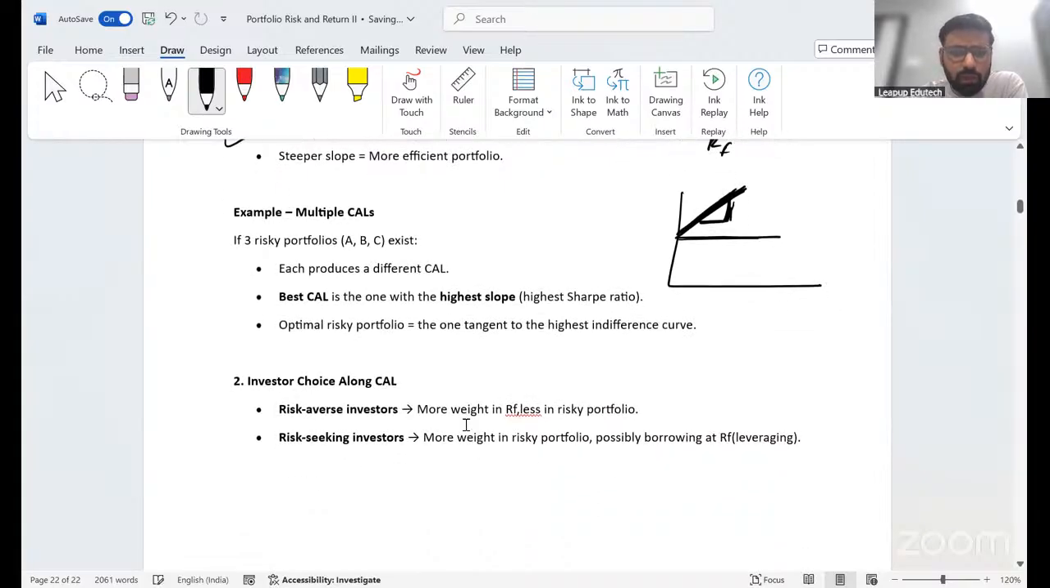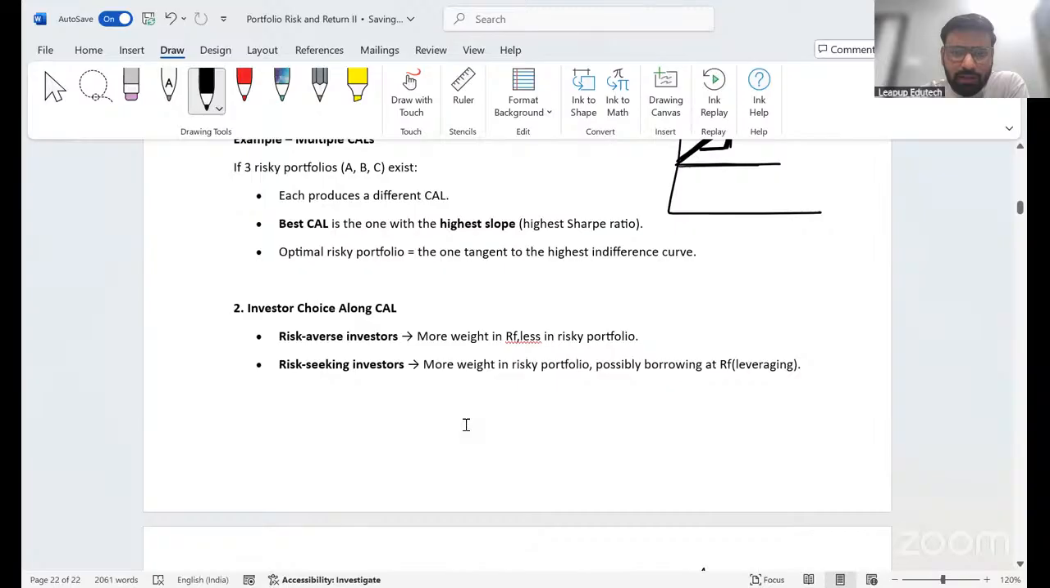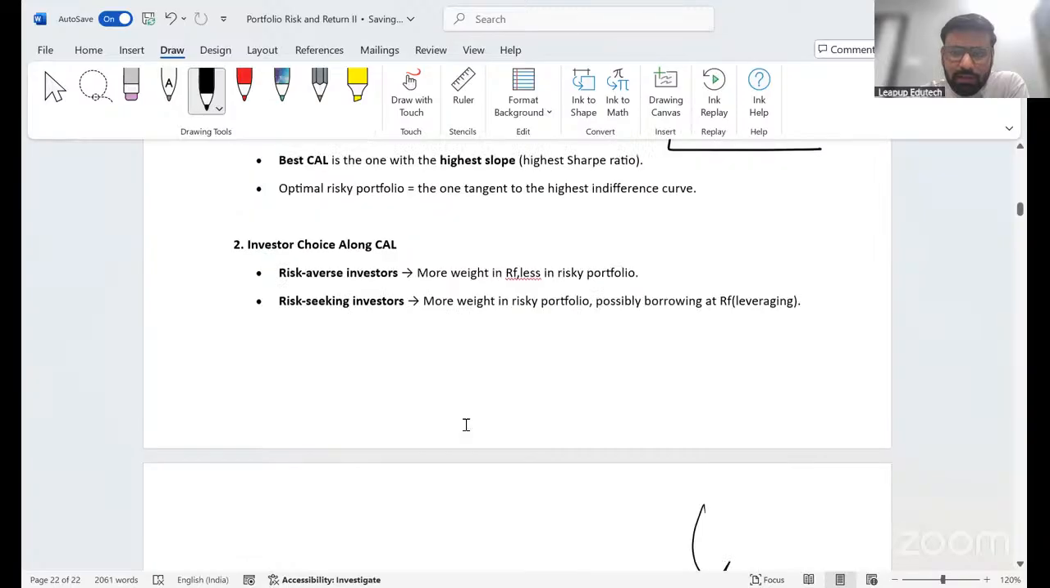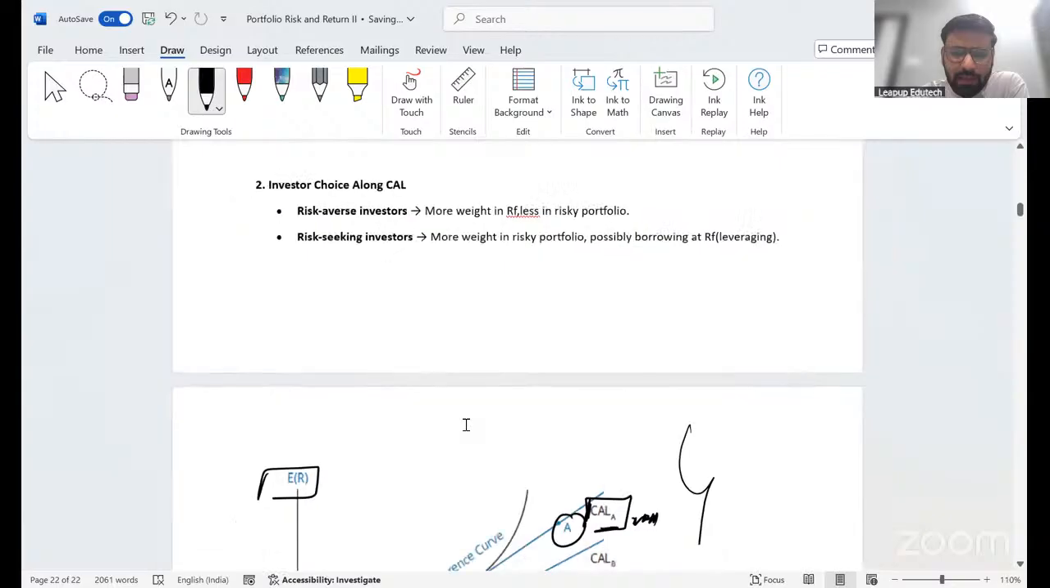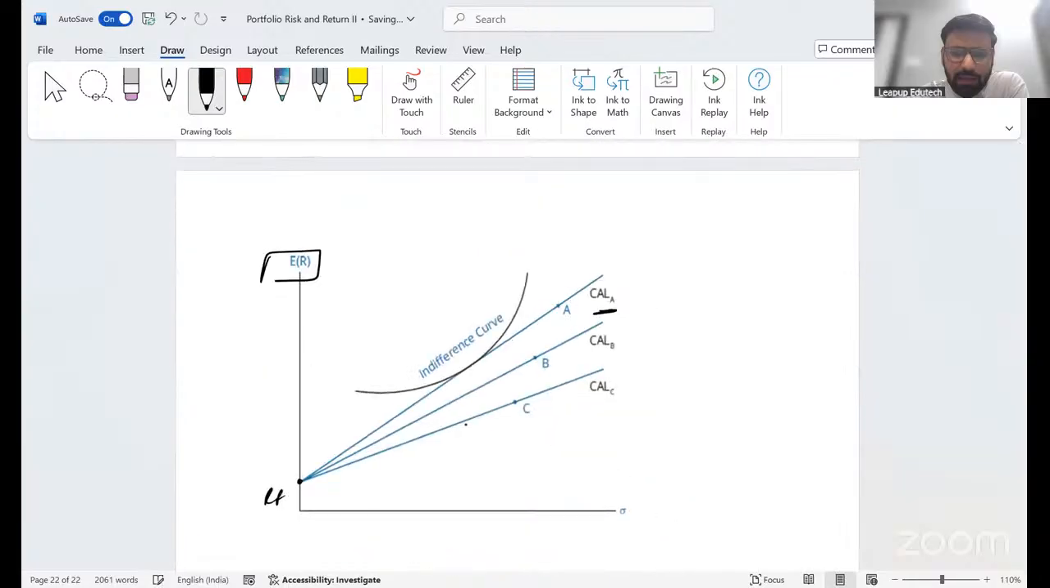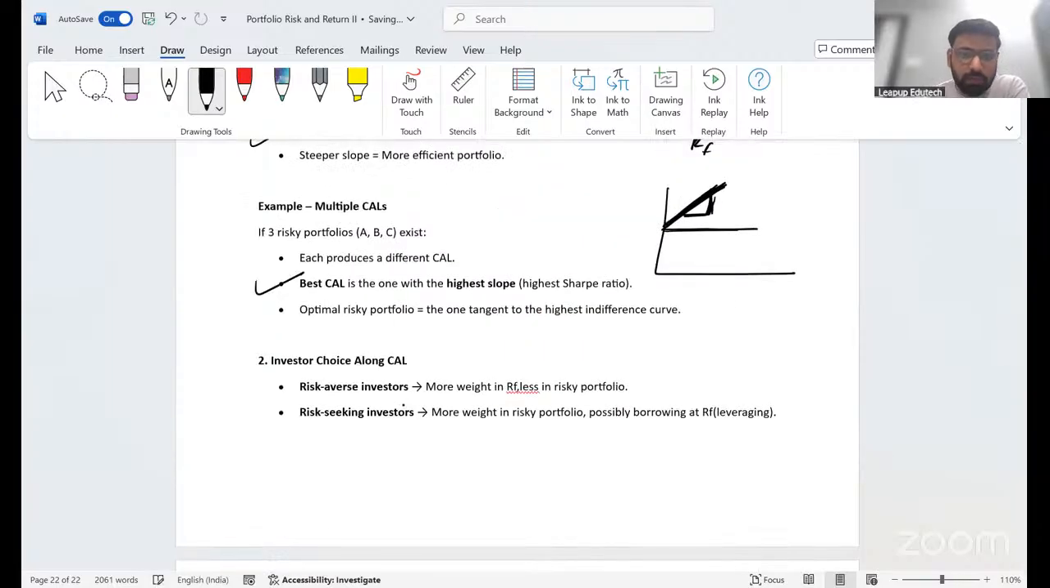Okay, fair enough. And you can clearly see this CAL will have the highest slope. What is slope? It measures steepness. This line is more steep, so there is more slope. There is lesser slope in this one, and the least slope is in C. Right. The best CAL is the one with the highest slope.